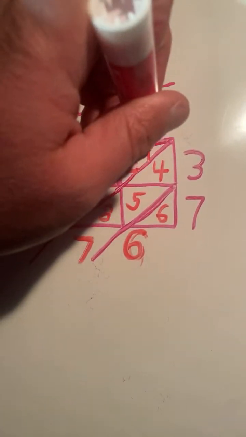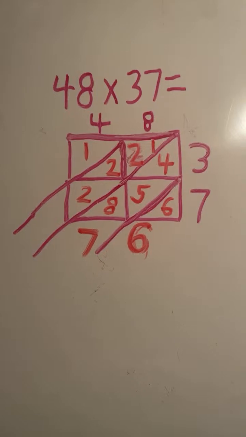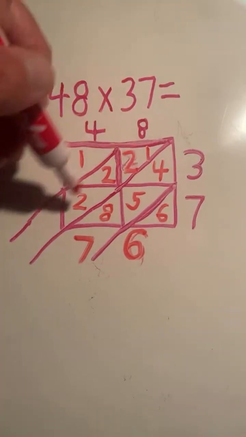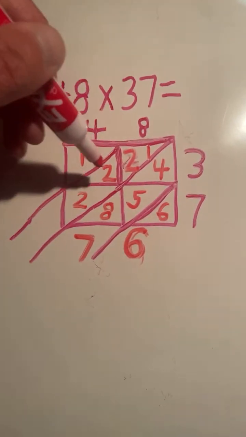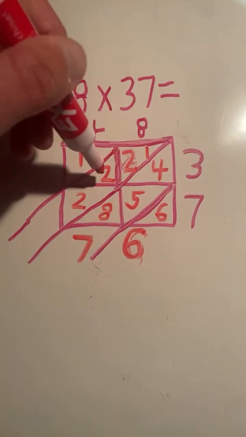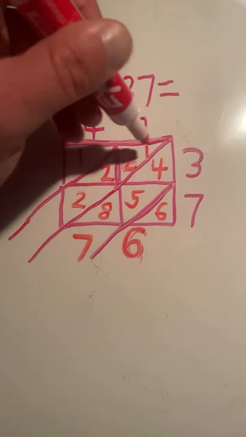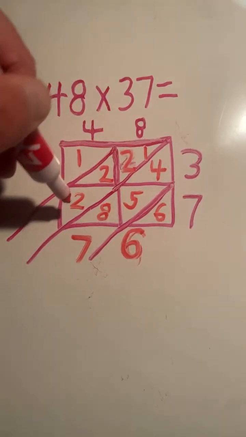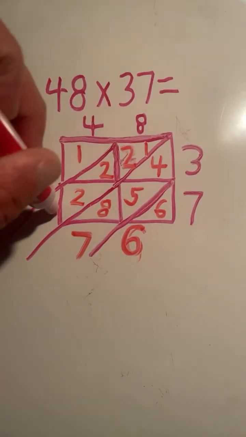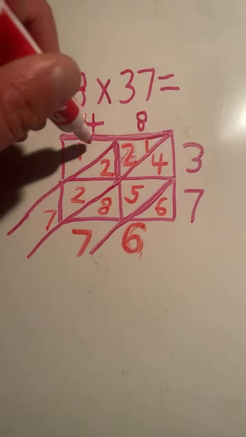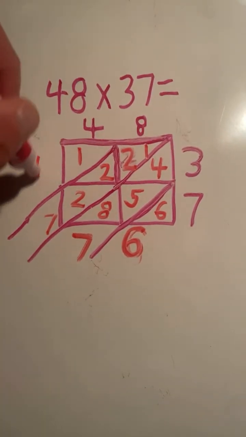The 1 gets carried over to the hundreds place, and we have to add that along with all of the numbers in between these two diagonal lines. 1 plus 2 equals 3, plus 2 equals 5, plus 2 equals 7. And then the only number going along the final diagonal line is 1.